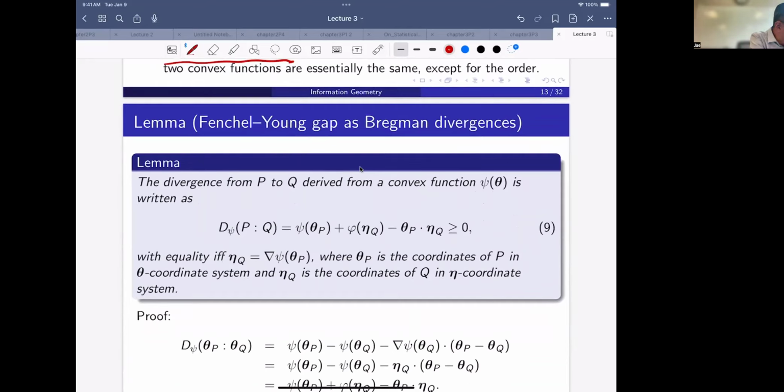Fenchel-Young gap as Bregman divergence. So this is for any two points P and Q. P can be written in the zeta coordinate system, and also in the eta coordinate system, right? Let's say zeta P is the coordinate of P in the zeta coordinate system, and eta Q is the coordinate of Q in the eta coordinate system.